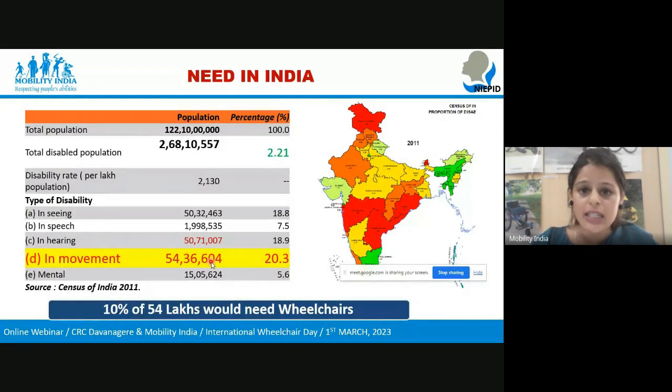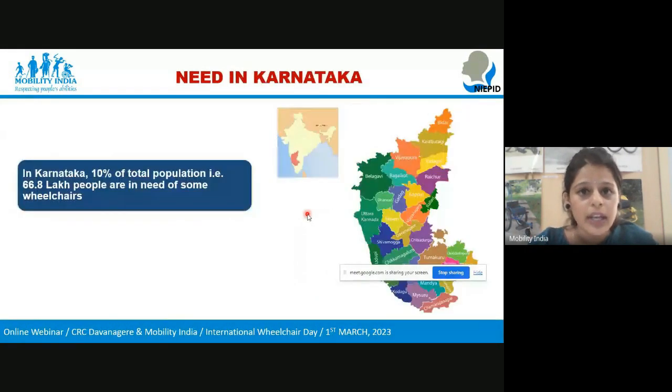And in Karnataka, 10 percent of 66.8 lakh people are in need of some kind of wheelchair.